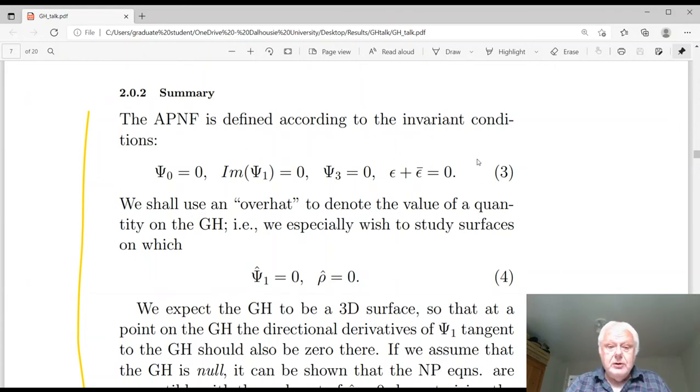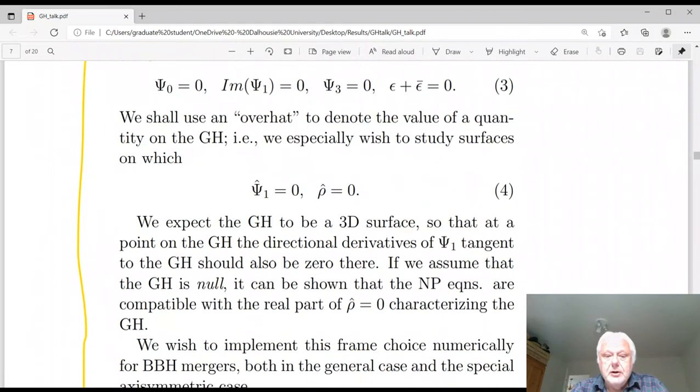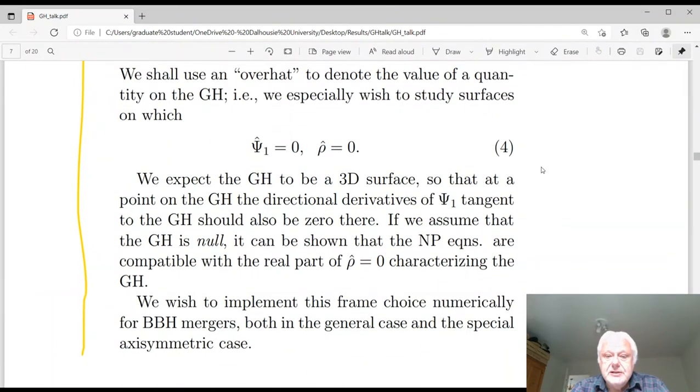Namely, you can argue that when psi 1 is 0 on this surface, rho is automatically 0 on this surface. So the surface where psi 1 equals 0 does in fact have some physical properties which are related to it having some properties of a trapped surface. So there are some arguments that sort of indicate this is the right way to go.